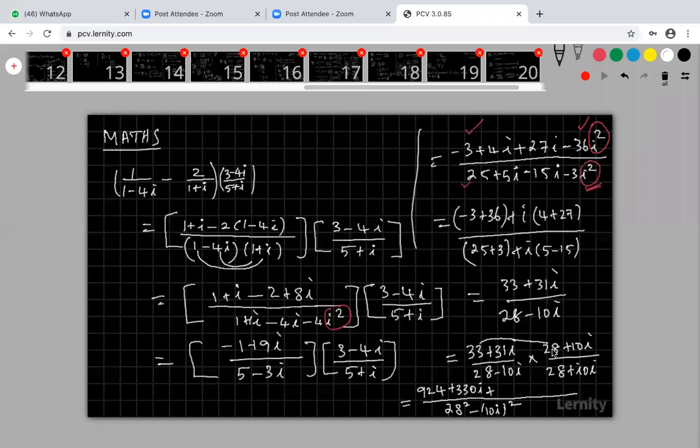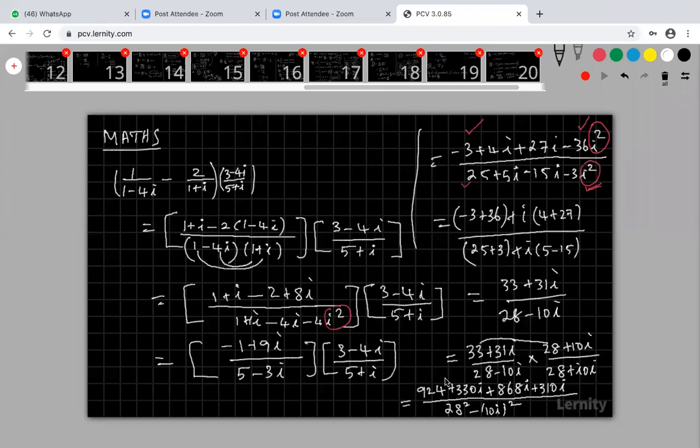This is 31 into 28. What is 31 into 28? That is 868. This is i times 868, 31 into 28. Okay, so 31 into 10, so therefore this is 310i.